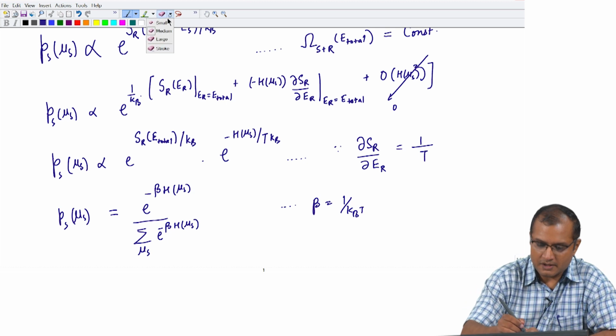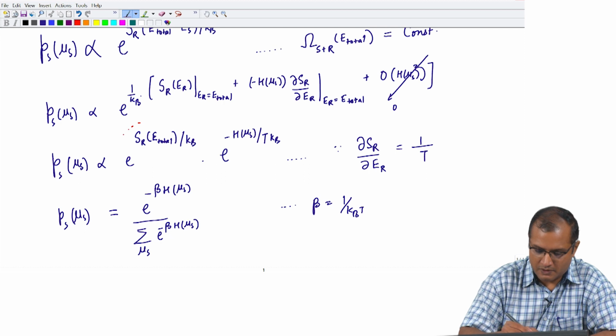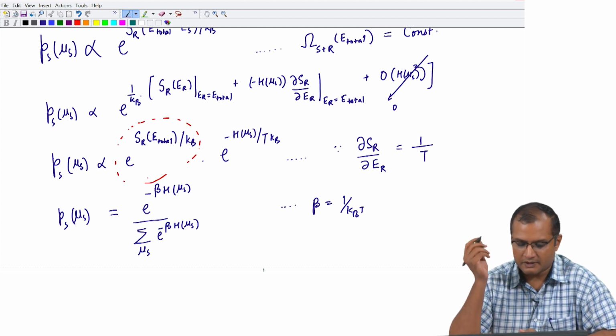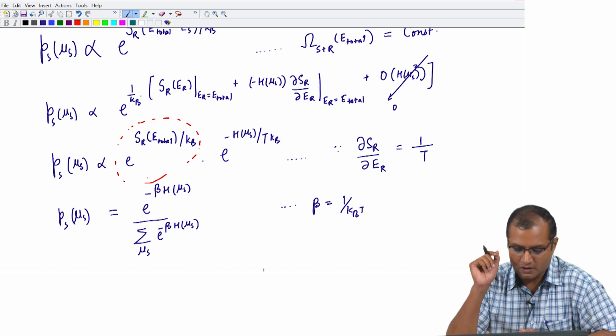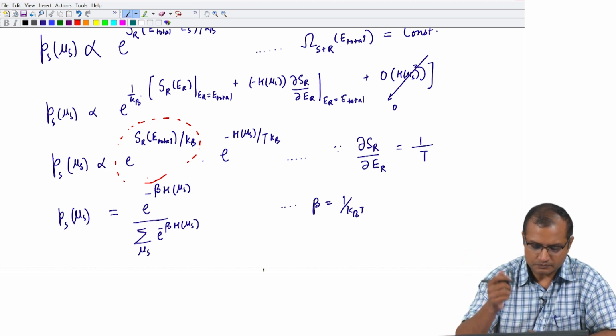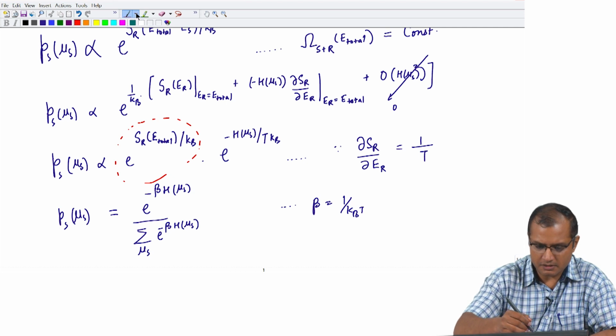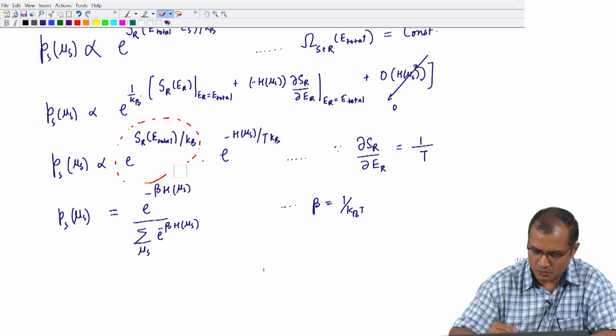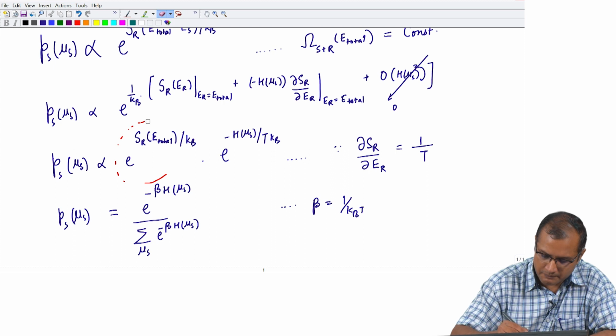This quantity is a constant because E total is fixed. So, it just cancels off when you take the summation over all the exponentials, it cancels off in both numerator and denominator. Okay. So, maybe because it is appearing as too sudden, let me do it in 2 steps so that there is no confusion.